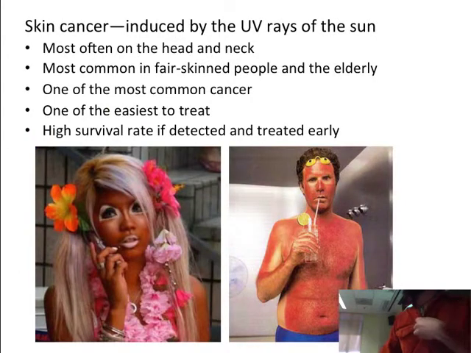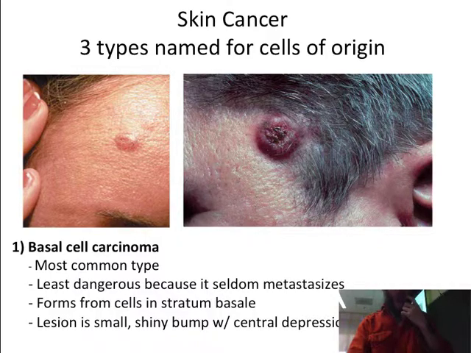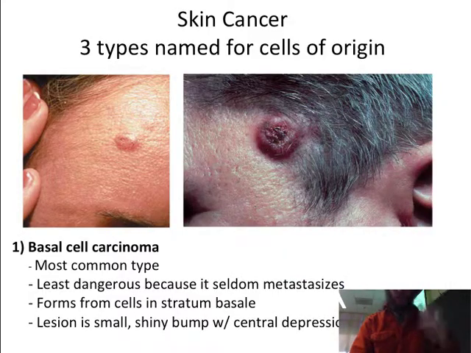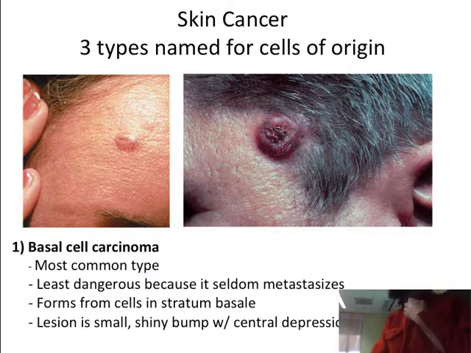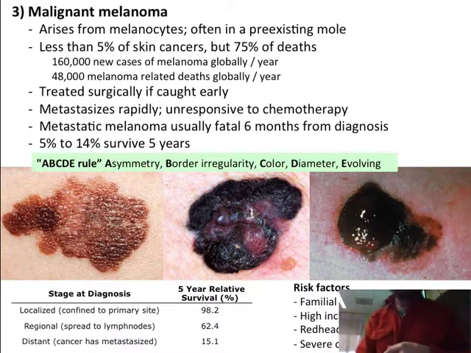Skin cancer. Well, I'm going to skip over the skin cancer. There are 3 types. Basal cell carcinoma, very common, the least dangerous, the most benign. Squamous cell carcinoma. It comes from the keratinocytes. Also relatively benign if caught early on. Malignant melanoma, it'll kill you.